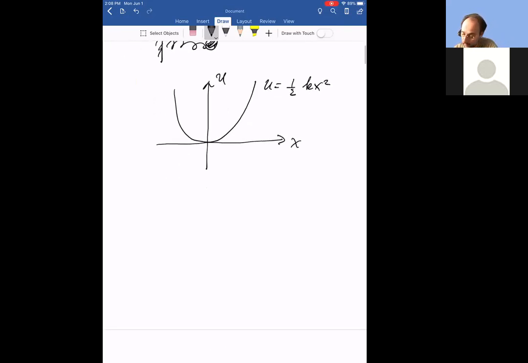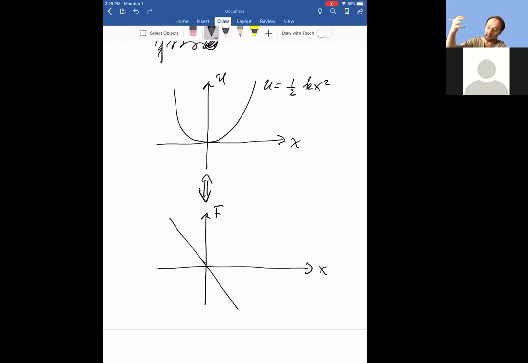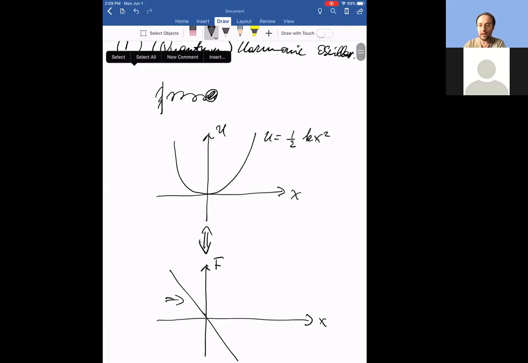So remember, potential energy and conservative forces are equivalent, right? So this is F, the restoring force, and it looks like this. So this says that when a particle is on the right, there's a force pointing to the left, negative. When a particle is on the left of the neutral point, there's a force pointing to the right, positive. Okay, so these things are equivalent. The two pictures are equivalent. We're dealing with U because Schrödinger's equation is based on U, right?